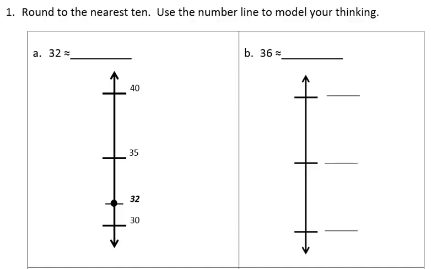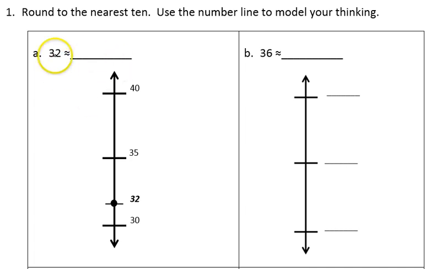This tutorial is for 3rd grade, Module 2, Lesson 13a. In this lesson, we're going to use vertical number lines to help us round numbers and weights. The directions say round to the nearest 10 and use the number line to model your thinking.